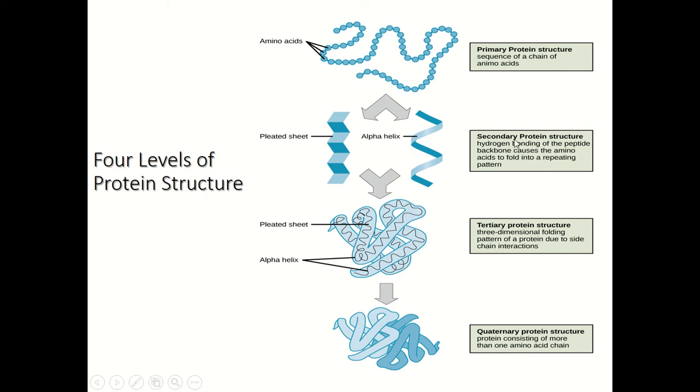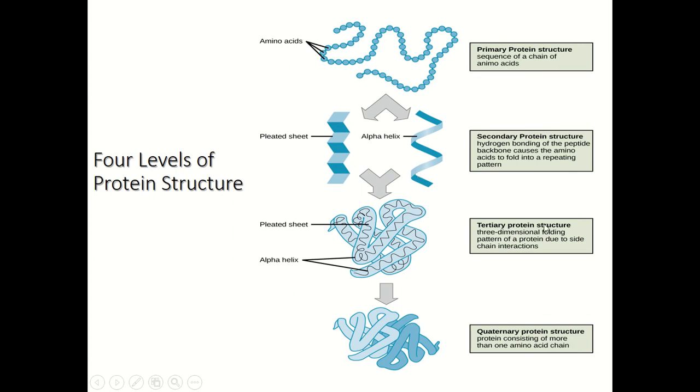So hydrogen bonding is the only bond that is responsible for the secondary protein structure. Okay, so it can form a beta pleated sheet structure or an alpha helix structure.